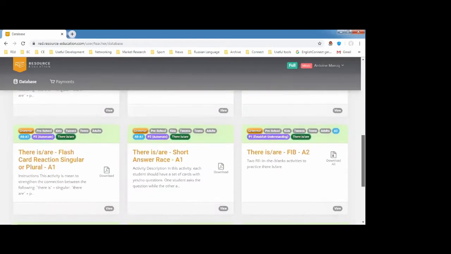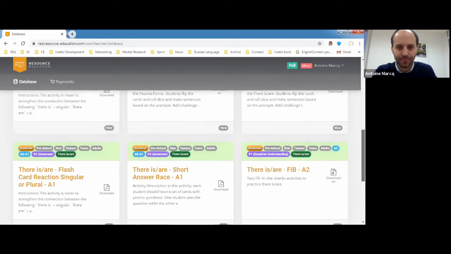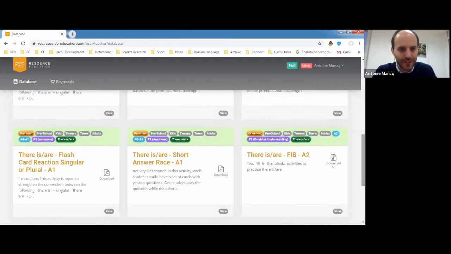No. All is clear. We've got loads of short answer races for loads of different tenses and everything. So I don't think this is anything new. I've presented short answer races loads and loads of times.